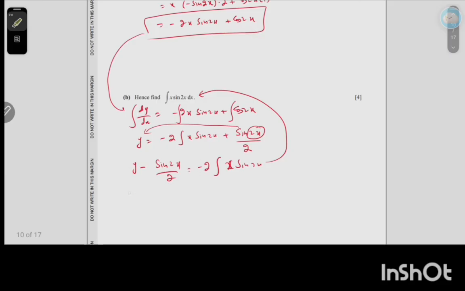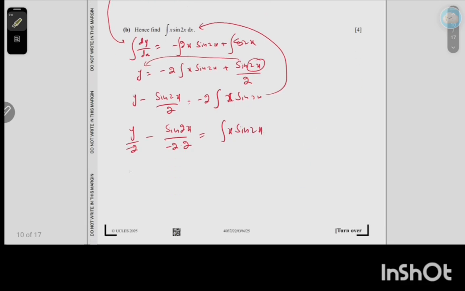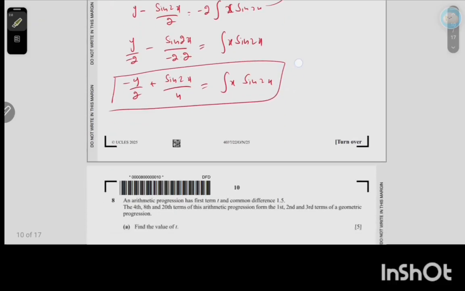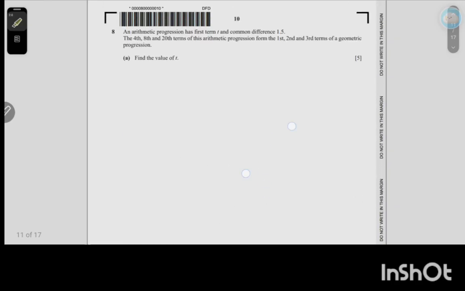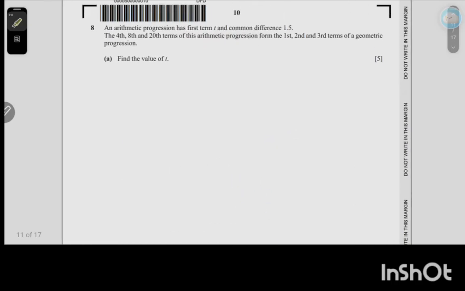Minus 2 is divided on the other side, minus 2 times the integral of x sin of 2x. Here minus y by 2, this will be positive sin 2x divided by 4. So the integral of x sin of 2x is our required answer. Hopefully you have understood this question. Now move forward to the next question, question number 8.